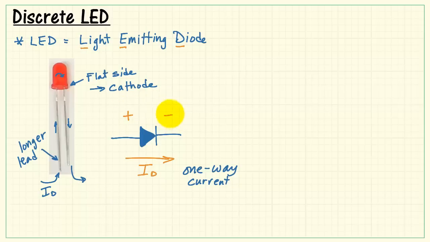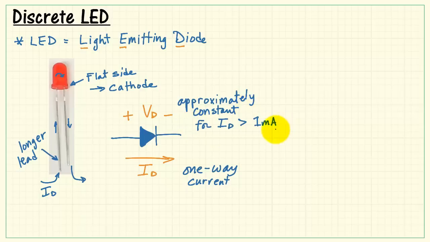Now, when the LED is glowing, it has a certain voltage drop associated with it. That's called V sub D. This value is approximately constant, especially when the current flowing through the LED is at least 1 milliamp.